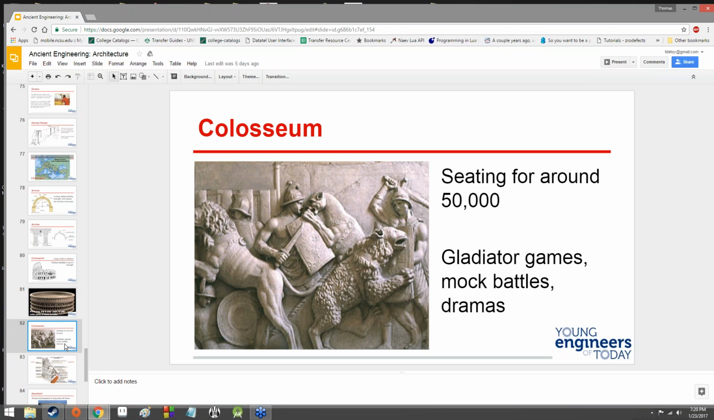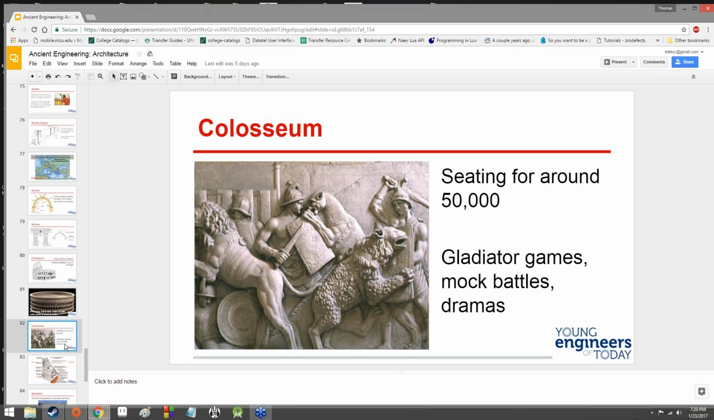But the Colosseum could seat around 50,000 people. It had gladiator games and mock battles and dramas. As we all think, the Colosseum gladiator games were a very dramatic and outdated form of entertainment, though one that still fascinates us to this day as human beings, if from nothing else but an outside observer's point of view. But that was a big deal back in Roman times. It was kind of like their form of football. It was their form of entertainment.